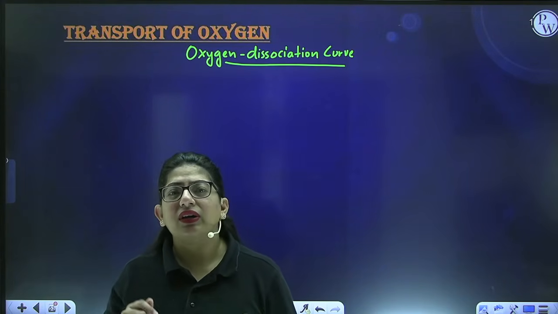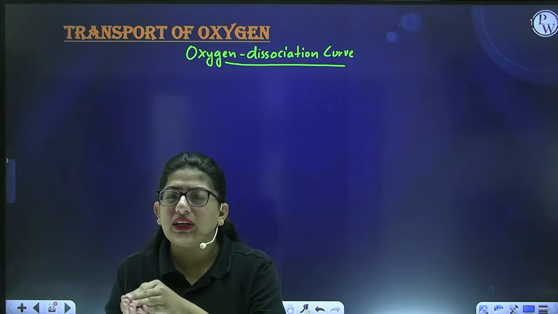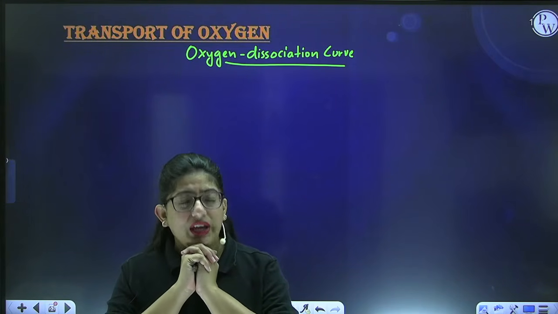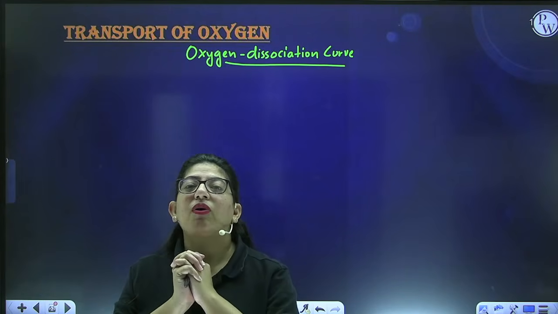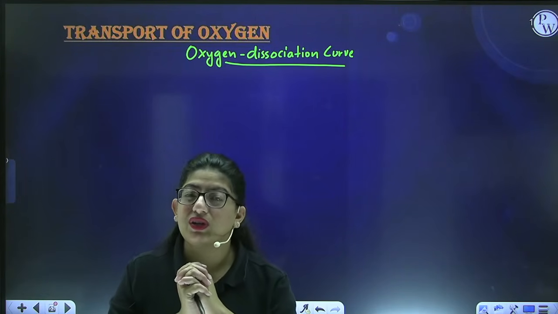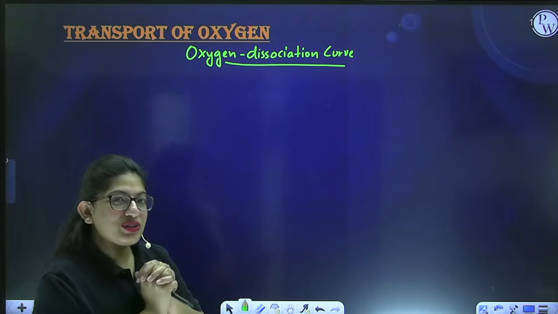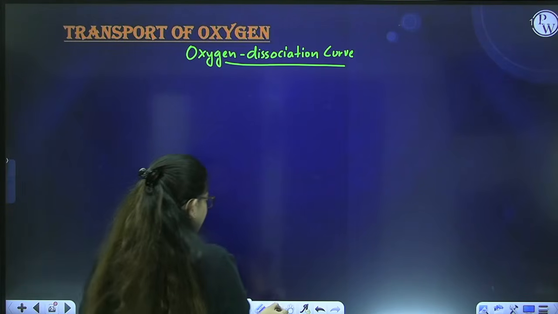Now, ma'am, you are saying that we are joining hemoglobin with oxygen, but why is the name of the curve dissociation? Because here we are more concerned about dissociation than association. That's why its name is oxygen dissociation curve. How? You will get to know very shortly. So let's make the graph.